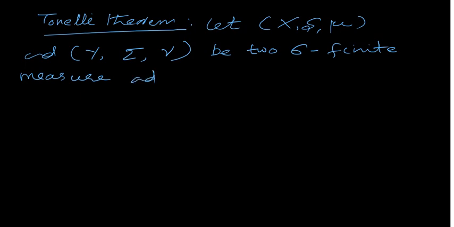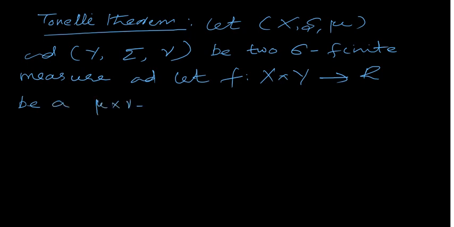And let f be a function from X cross Y to R. It's a real valued function, and this function is μ cross ν measurable, measurable with respect to the μ cross ν measure. If one of the iterated integrals exists, then the other will also exist, and the function is μ cross ν integrable. That's the conclusion of this theorem.